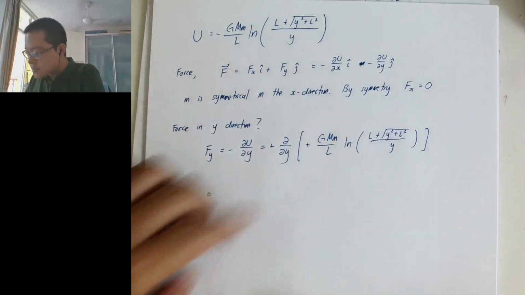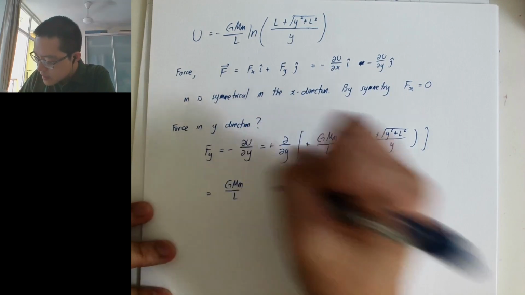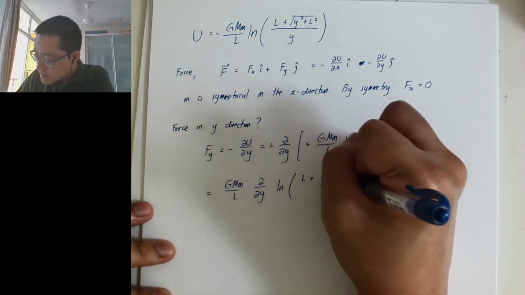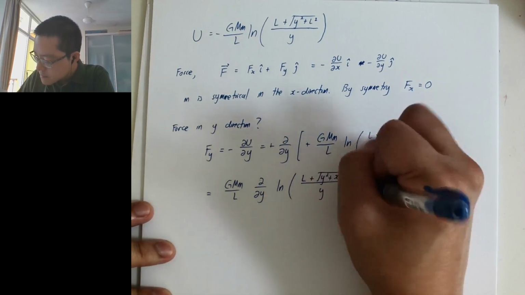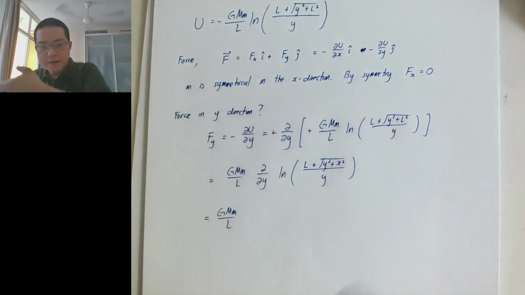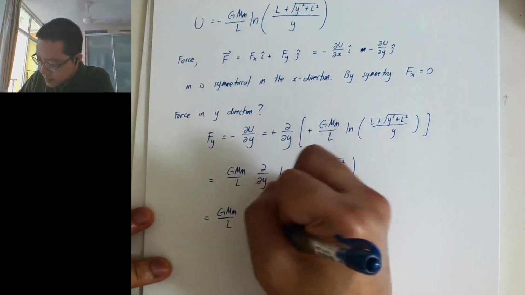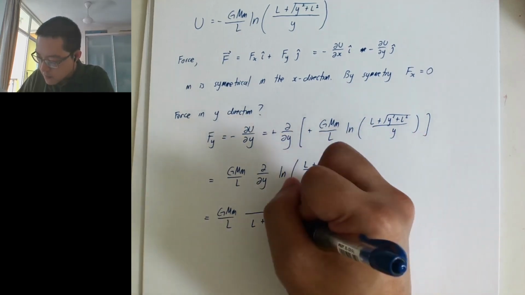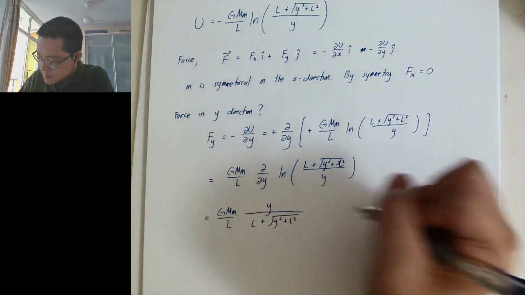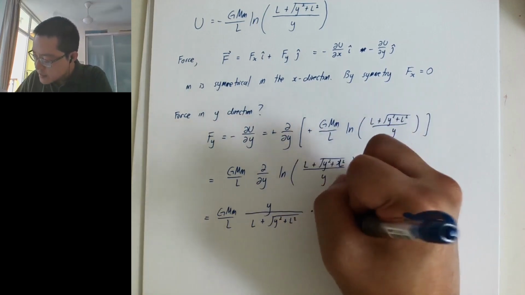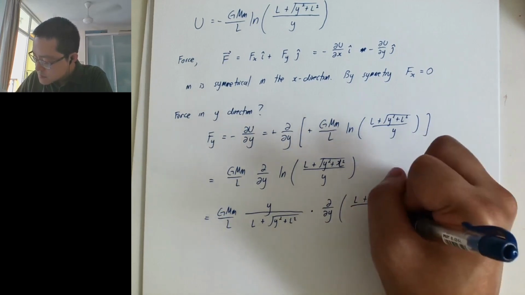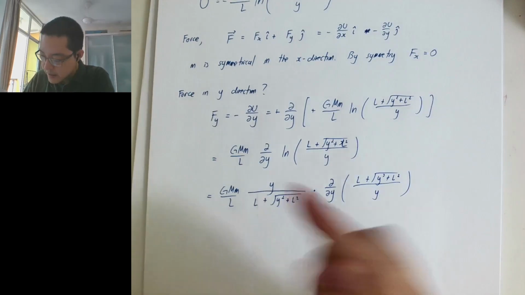These are constants, so I can take them out. So I got G M m over L, and then you just need to differentiate the logarithm with respect to y. This is a logarithm, so no big deal. Differentiating the logarithm, I flip this, so I got y over L plus the square root of y squared plus L squared. Then I differentiate by the chain rule. This one is there, so we keep it there for now.